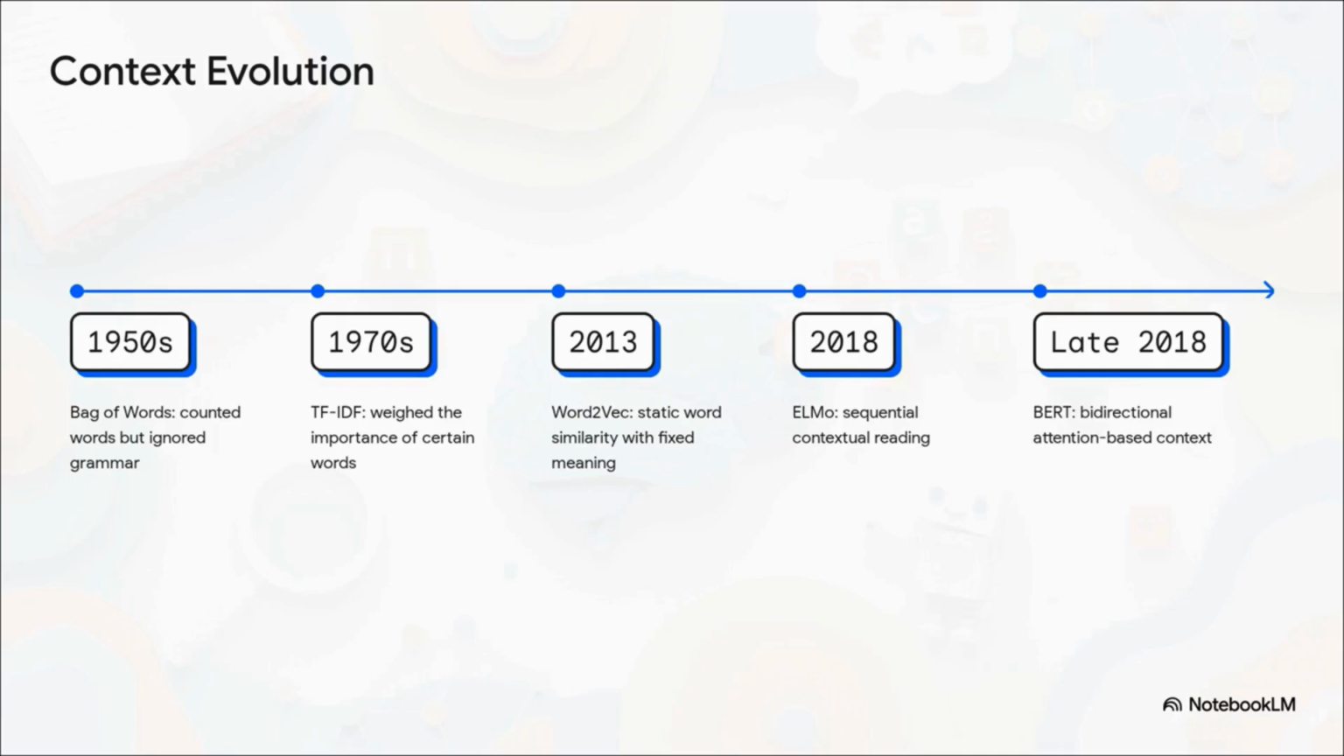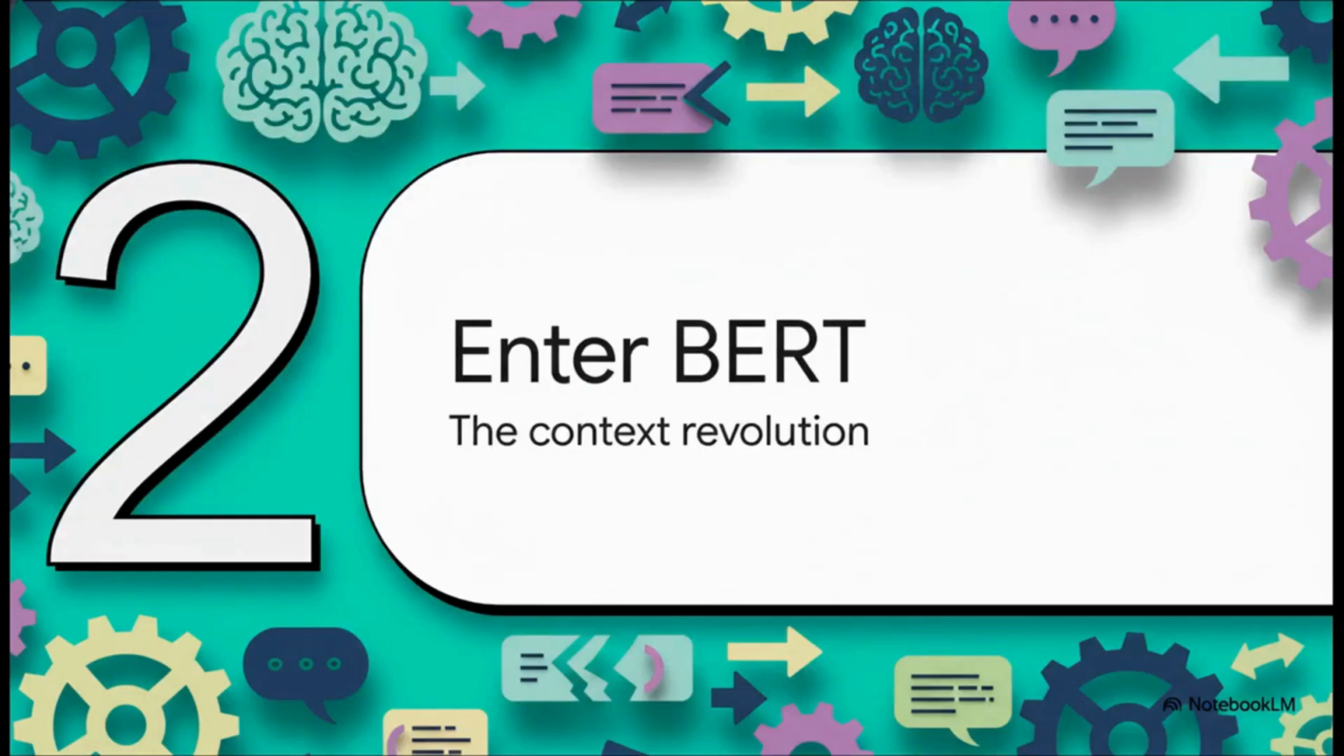By 2018, a model called ELMo finally introduced contextual reading, but it read sequentially, step by step from left to right. And then, later that same year, everything changed. Section 2. Enter BERT, the context revolution. This is the architecture that fundamentally rewired how we build natural language processing systems.